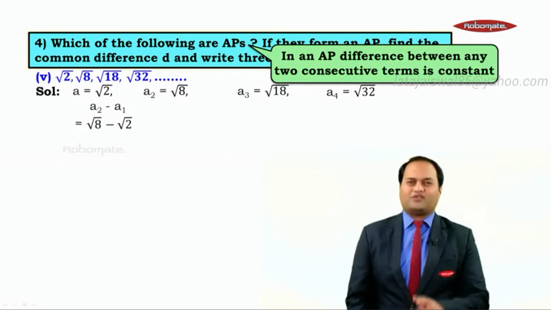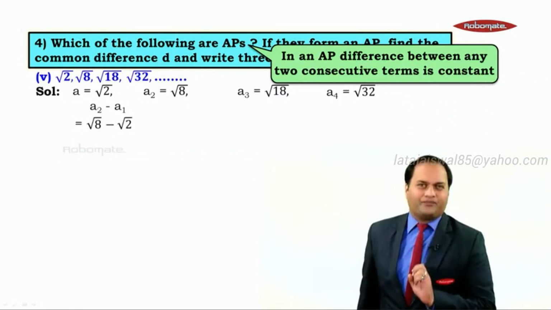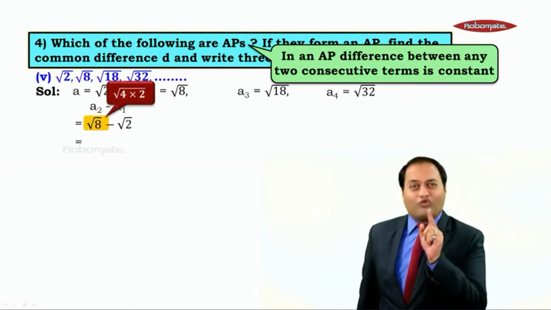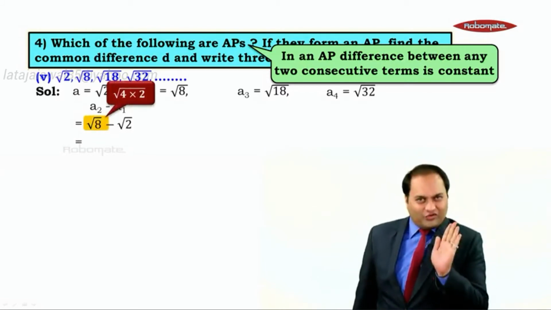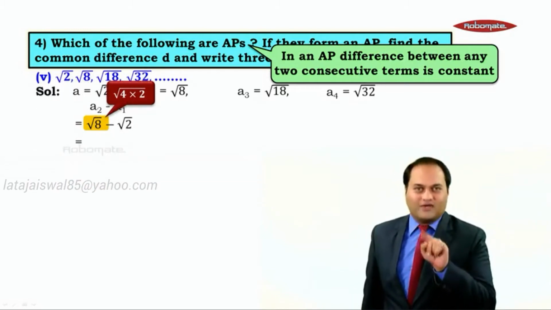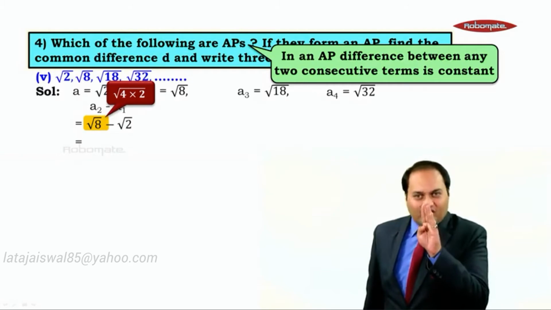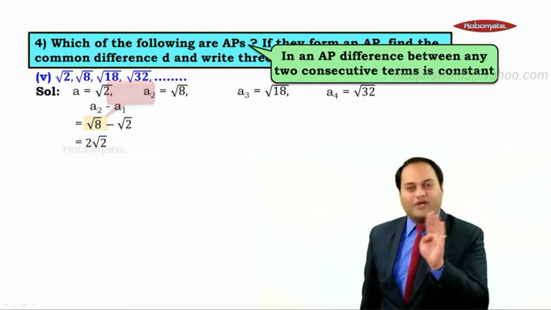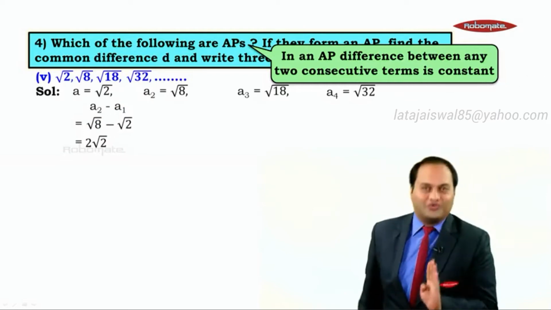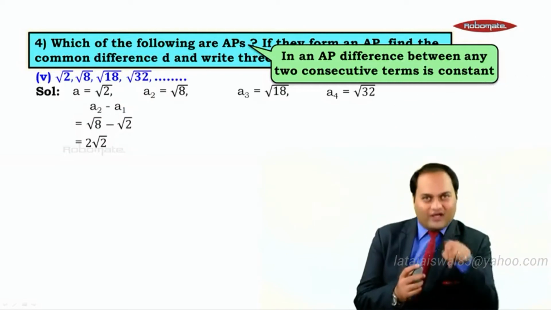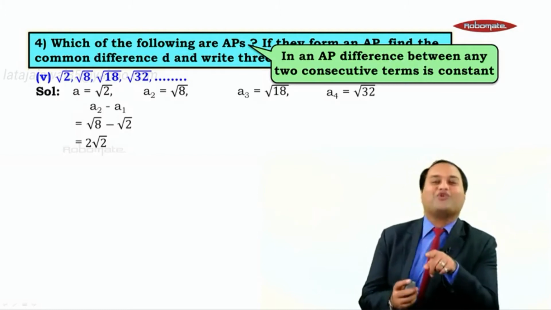Can you simplify this further? Look at root 8. Root 8 is basically root of 4 into 2. That's root 4 into root 2. What is root 4? It is 2. So can we say root 8, which is root 4 into 2, is basically 2 root 2. Root 4 becomes 2. What remains inside the root is again one more 2. So it is 2 root 2.